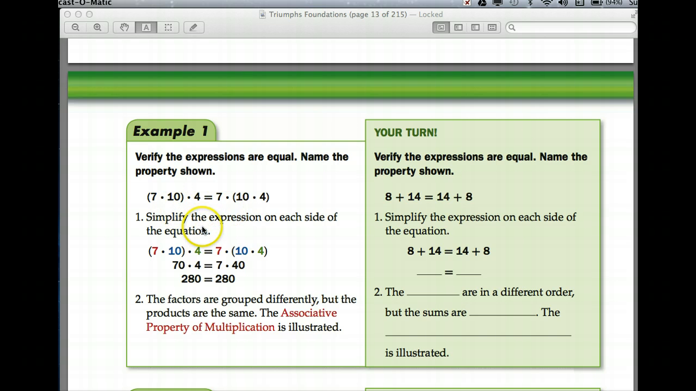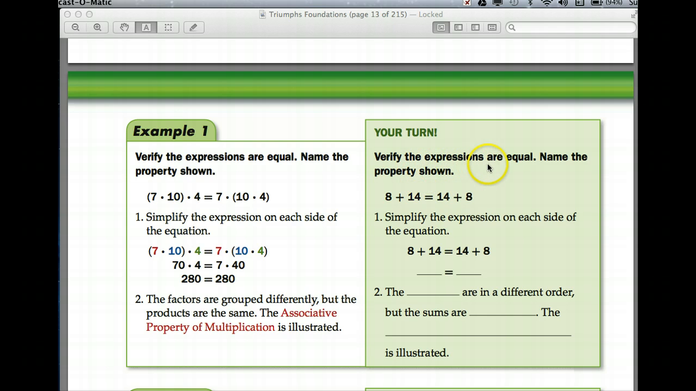So let's start by simplifying the expression on each side of the equation. We're going to see if they're equal. So 7 times 10 is 70 times 4. And over here we have 7 times 10 times 4, which is 40. 70 times 4 is 280, and 7 times 40 is 280. So the factors are grouped differently, or in other words, they're associating with different people. We've moved the grouping symbols. That's all we've done. Whenever you see grouping symbols moved, that is the associative property, and this one's of multiplication because we're multiplying. So now it's your turn.